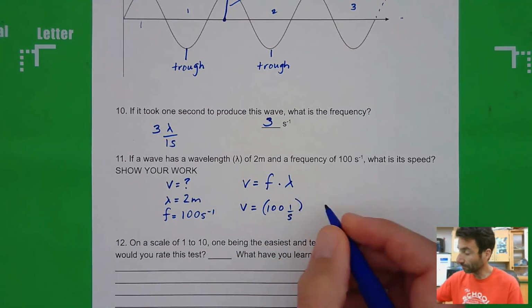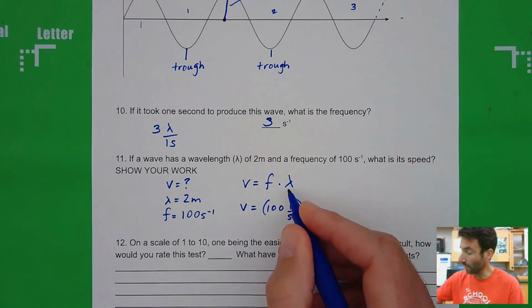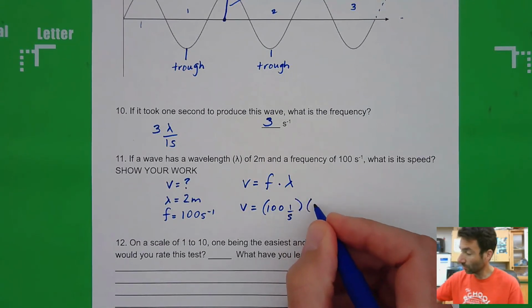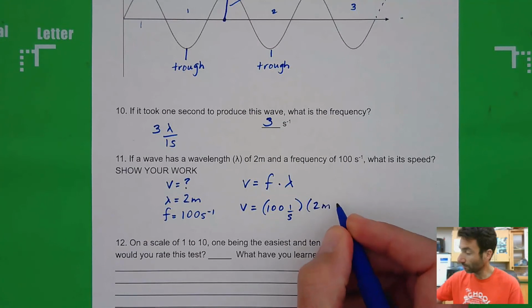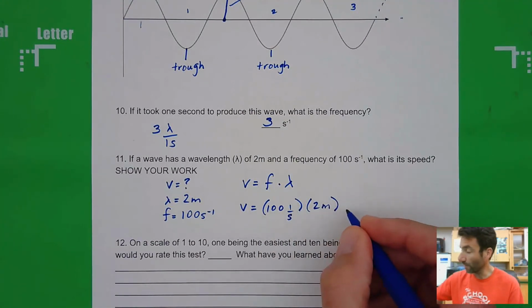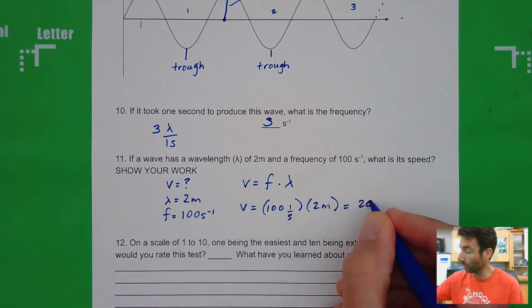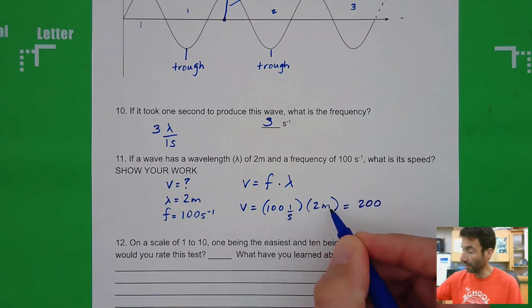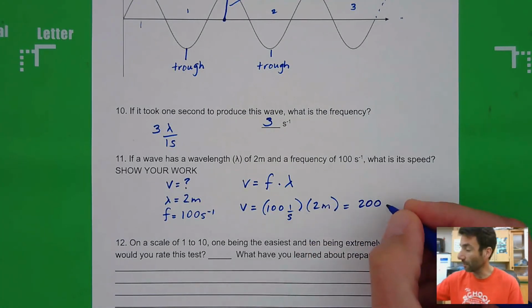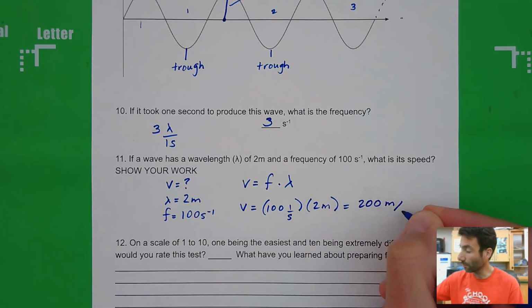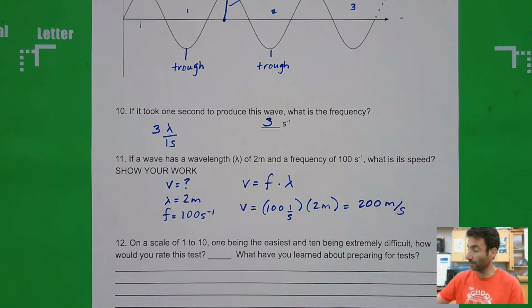And multiply that times the wavelength, which is 2 meters. Multiply the numbers. 2 times 100 equals 200. Multiply the variables, meters over second. 200 meters per second is the velocity.